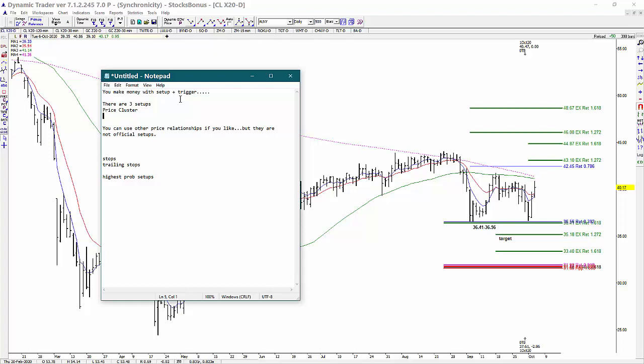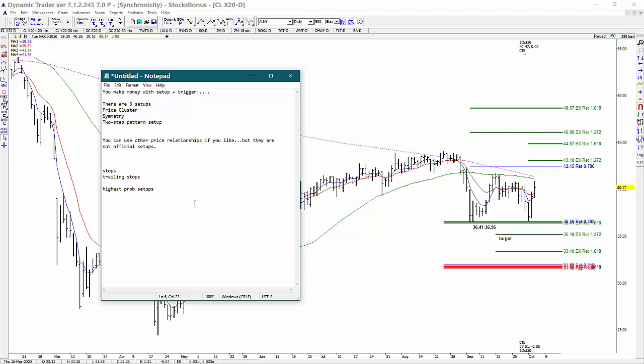The other setup is a symmetry setup. So a single symmetry line by itself is a setup. So that's another acceptable trade to look at. And then the last setup that I look at is also a cluster, but it's really a 2-step pattern setup. And that's what we saw yesterday in Amazon, pretty much a textbook 2-step pattern setup. So I only use these 3 setups. If you see those levels on the charts, you can look to trade against them.